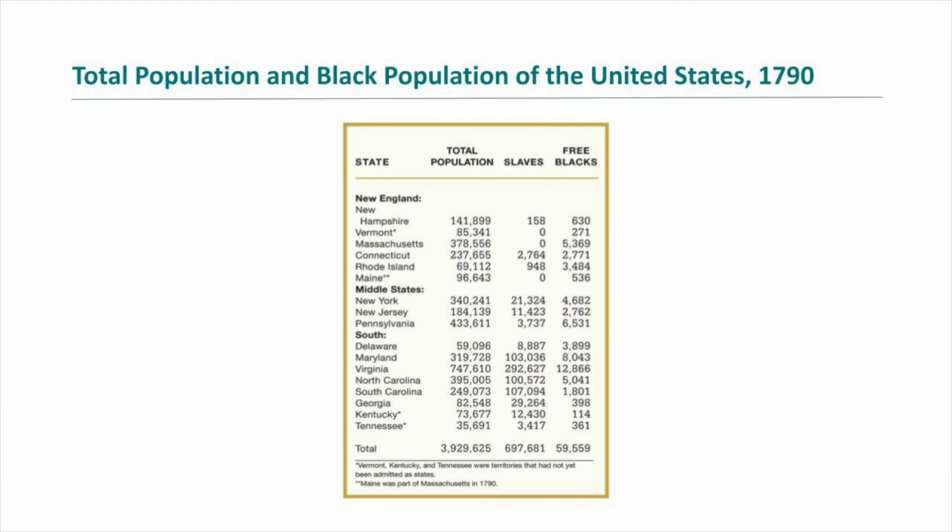You may want to pause the lecture here and linger on those stats for some time. It's an amazing number. For instance, look at Maryland. 319,728 people total, of which 103,000-ish were slaves and 8,000-ish were free blacks. Okay.